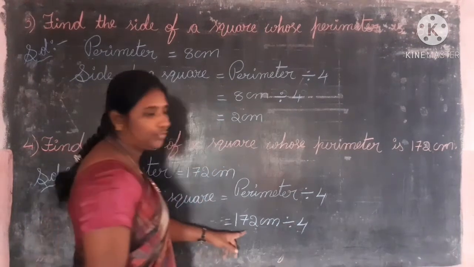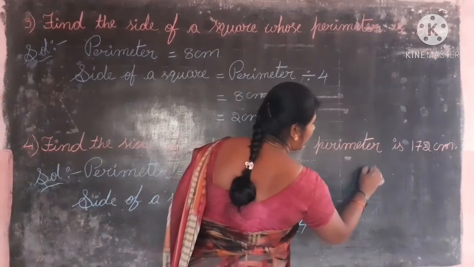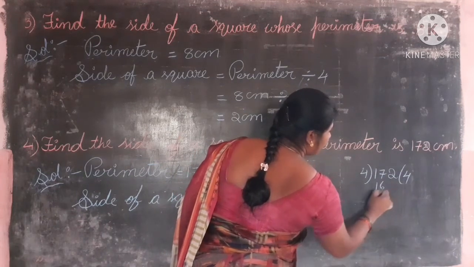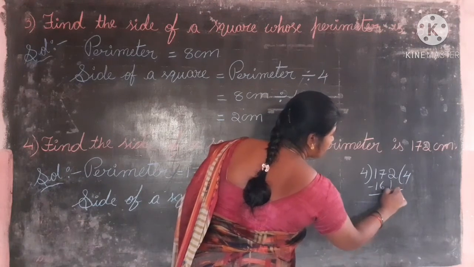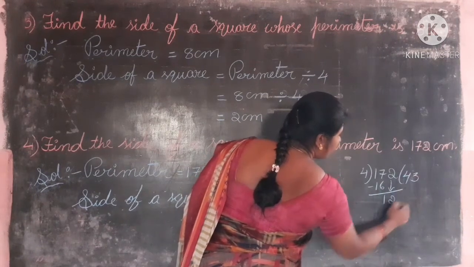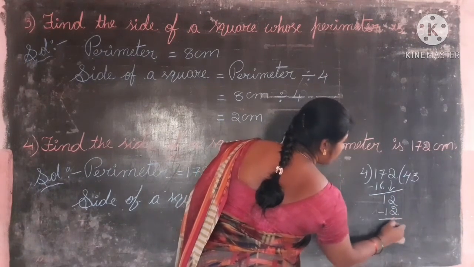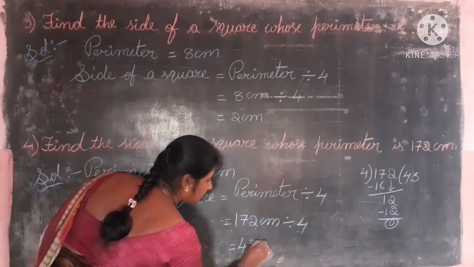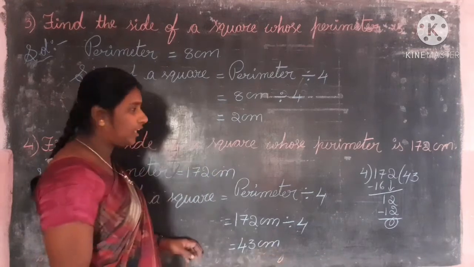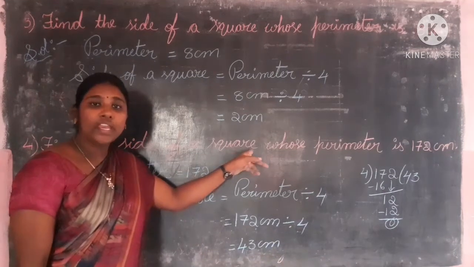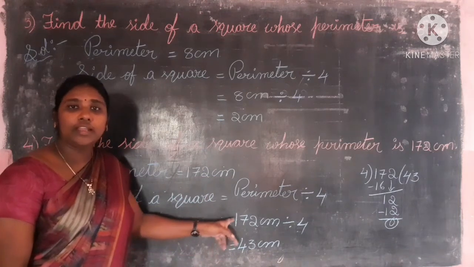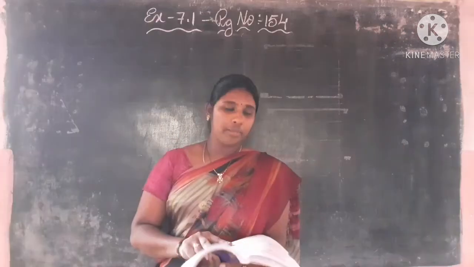So do division with 4, 172. 4 fours are 16. 17 minus 16, 1. Next 2, making 12. 4 threes are 12. So the answer is 43 centimeters. Perimeter given, we have to find the side. Side of the square formula, perimeter divided by 4.